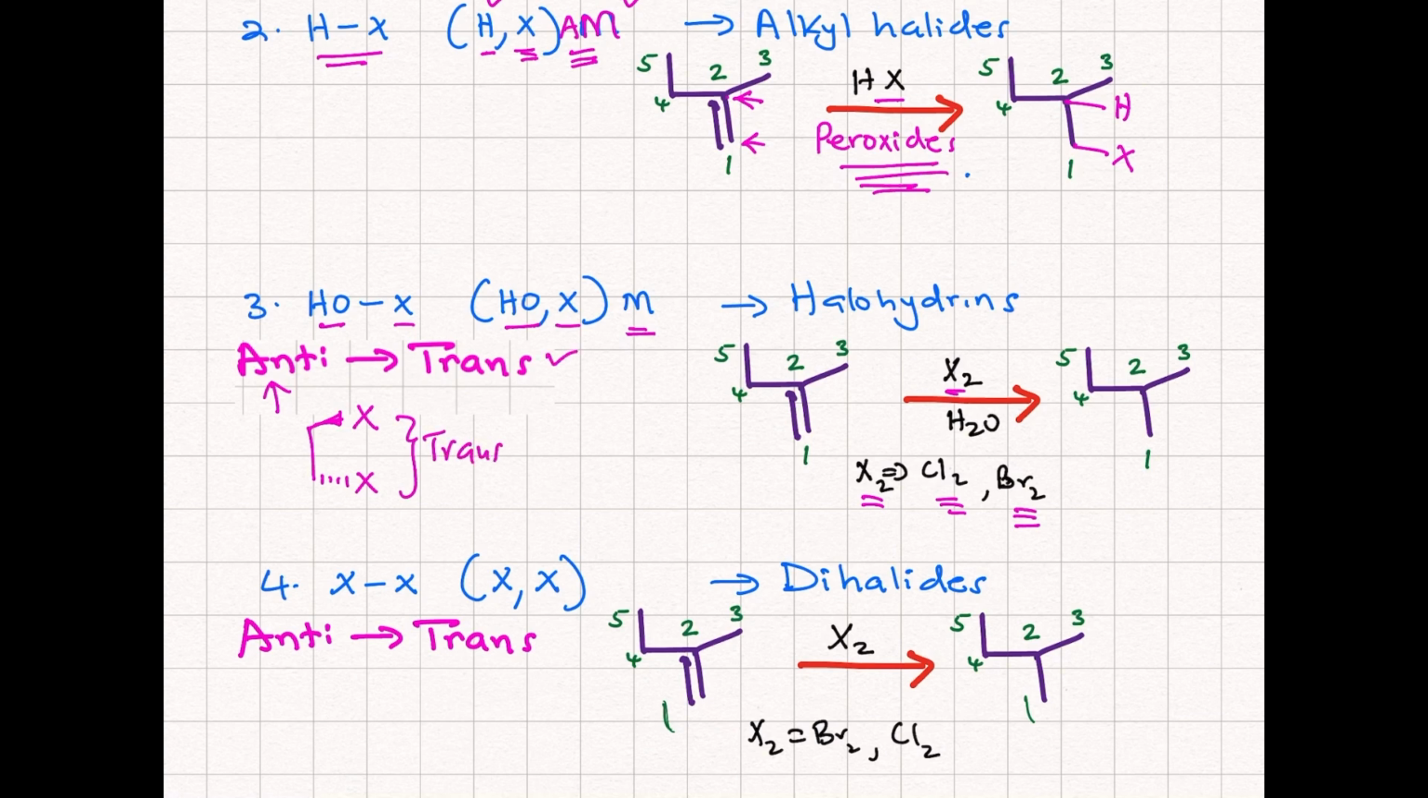In this case, if you have X2 with water, then you end up adding X and OH across the double bond, and it's going to be an anti-addition giving a trans product. So in this case, X adds to the carbon with the least hydrogen. Remember, we want to show a trans product, so X adds there. And if X adds with the X group going into the plane, then the OH will add with the OH group coming out of the plane, so that you end up with a trans product.